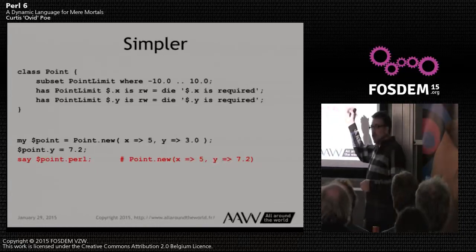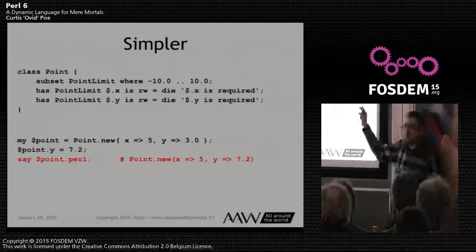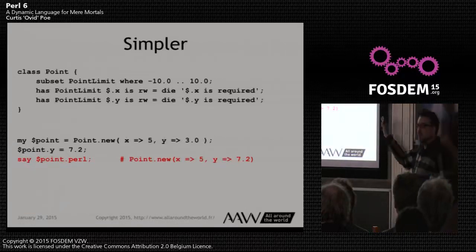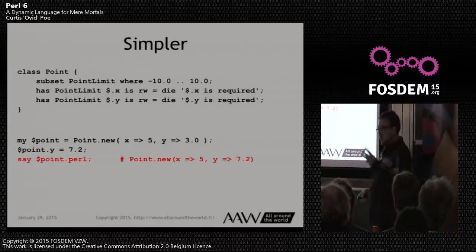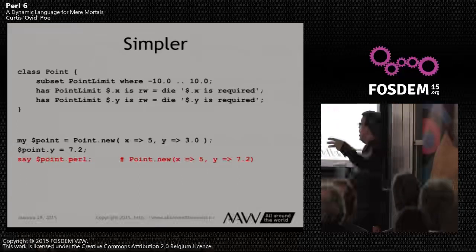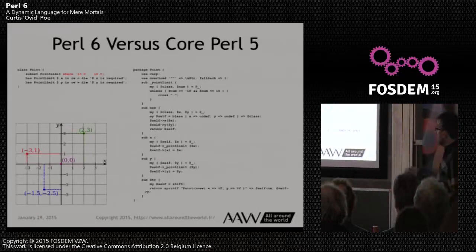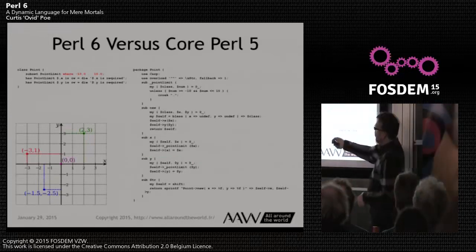Does this look really hard to read? Given the fact that it's a brand new language, that is not Perl, not Perl 5. Does this look hard to read? 3 lines of code. Here it is in Core Perl 5. That's effectively the same thing in Core Perl 5. Those 3 lines of code.